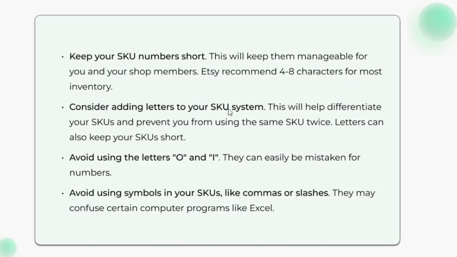Consider adding letters to your SKU system. This will help differentiate your SKUs and prevent you from using the same SKU twice. Letters can also keep your SKUs short. Avoid using the letters O and I. They can easily be mistaken for numbers. Avoid using symbols in your SKUs, like commas or slashes. They may confuse certain computer programs like Excel.